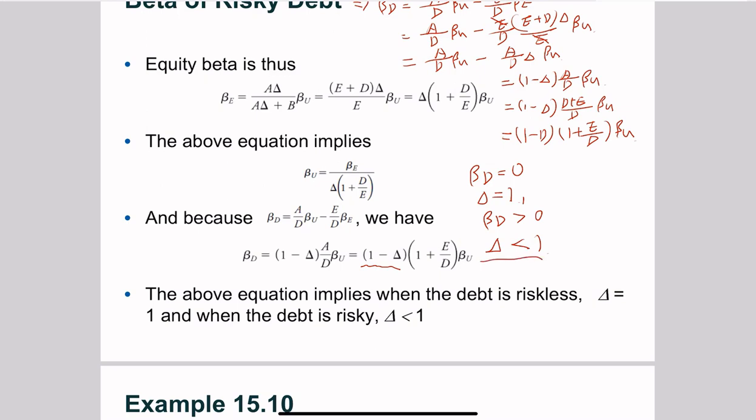And you will see that if delta is smaller than 1, this will have interesting results on agency costs. To be more specific, if delta is smaller than 1, then there will be a debt overhang problem.